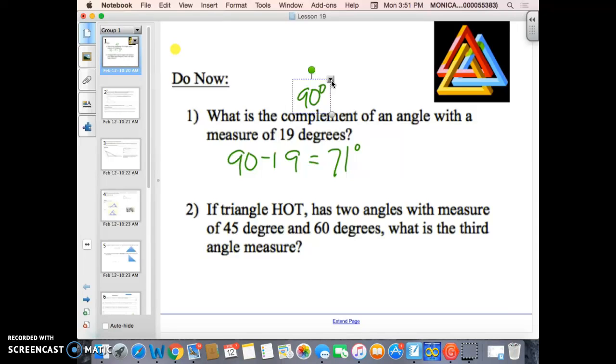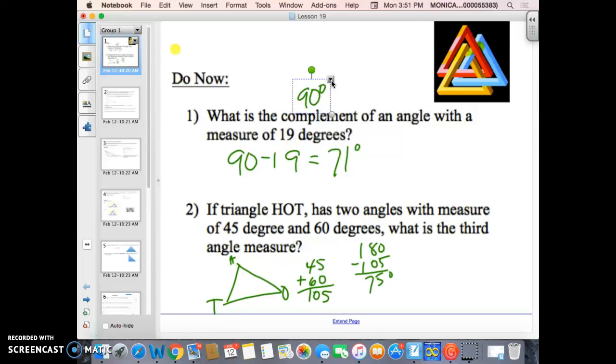In the second situation, it says triangle HOT has two measures, one of 45 and the other 60. What's the third? Well, yesterday we learned that the sum of the interior measures of a triangle is 180. So I'm going to do 45 plus 60, which is 105. And then I'm going to take that and subtract it from 180, and I got 75 degrees, so the other angle will be 75 degrees.